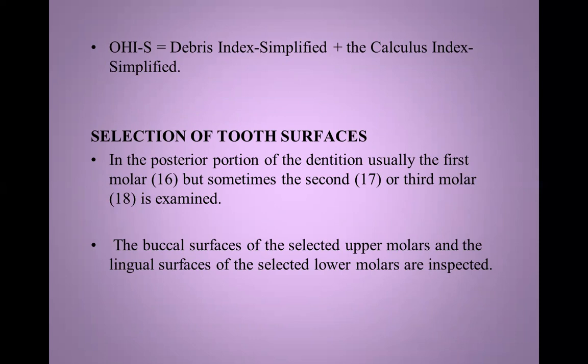Now the selection of the tooth surfaces. In the posterior portion of the dentition, usually the first molar, 1/6, but sometimes the second, 1/7, or third molar, 1/8, is examined. The buccal surfaces of the selected upper molars and the lingual surfaces of the selected lower molars are inspected.